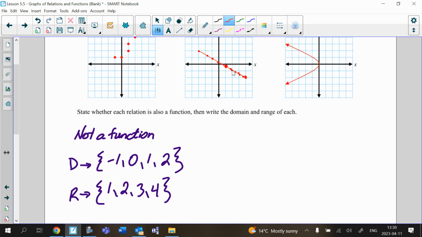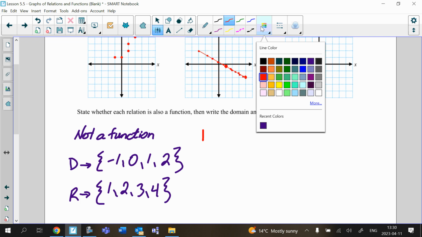You have to write it in interval notation or set notation. Let's do interval. What's the domain? We said the furthest left was -3 and the furthest right was 4. Do we include the -3 and 4? Yes, so we put square brackets. That's the domain.